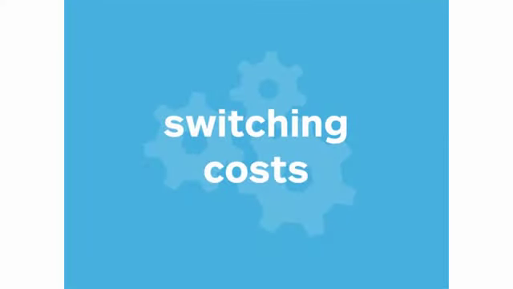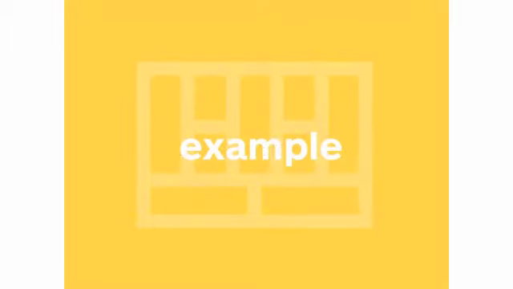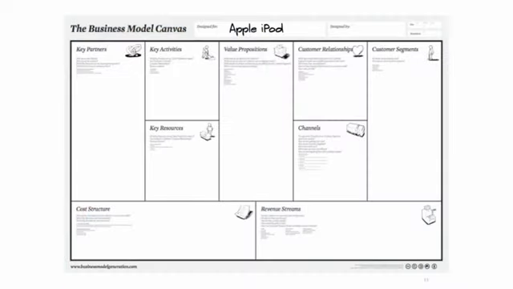So the first question is about switching costs. Switching costs describe how easy or difficult it is for your customers to switch to another company. So let's look at a first example. I like this example of the iPod. So you might remember when Steve Jobs pitched the iPod on stage, the one big thing that he mentioned again and again and again was 1,000 songs in a pocket. That's the value proposition. 1,000 songs in a pocket.